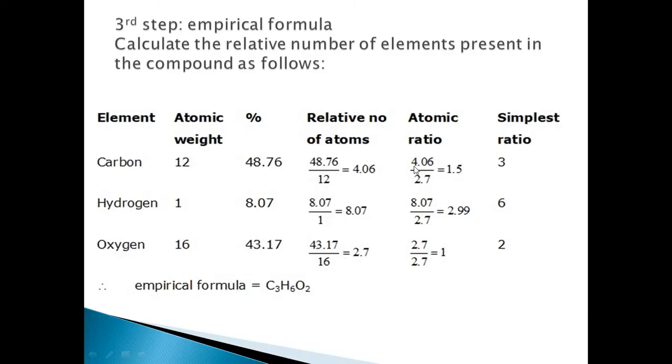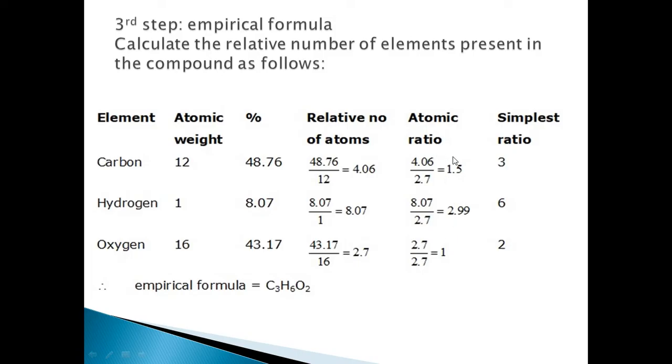So for the atomic ratio, we have 4.06 by 2.7. That gives us 1.5. For hydrogen, 8.07 divided by 2.7. That gives us 2.99. And for oxygen, we have 2.7 divided by 2.7. And that gives us 1. Now here we have fractions as our atomic ratio. We have 2.99, we have 1.5.